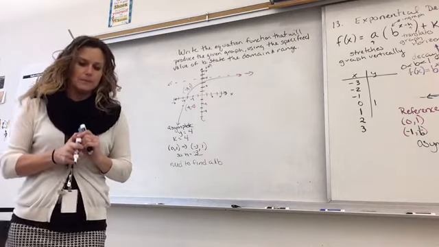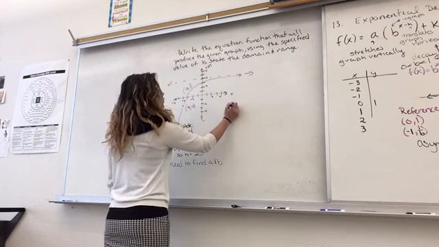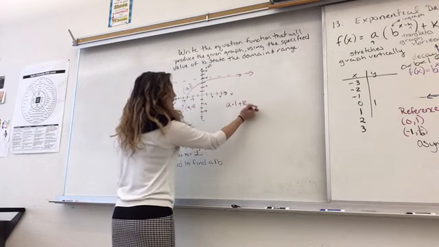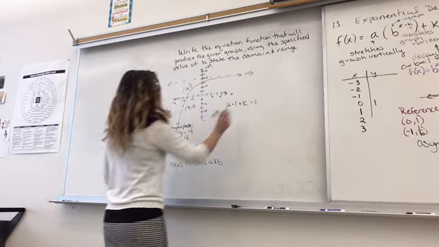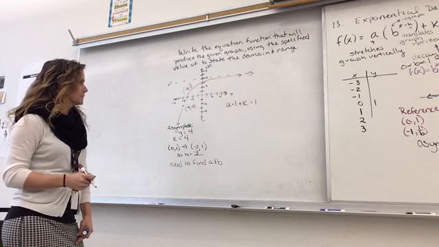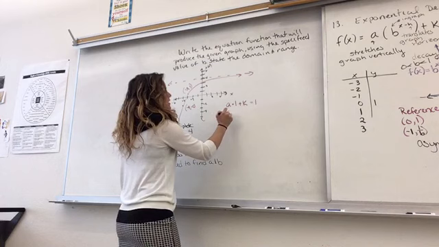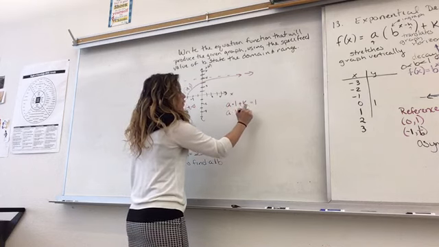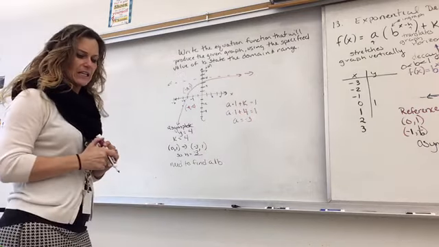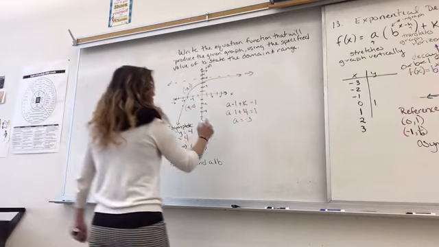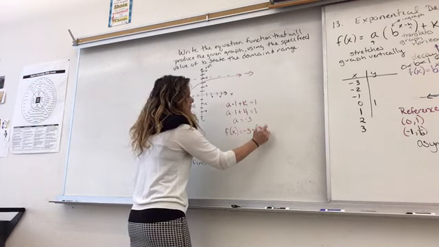To find a and b, we know that whatever we did to a, we're going to multiply that by 1, add the k value, and that's supposed to equal this one. The k value is 4, so a times 1 plus 4 equals 1. That gives me that a is negative 3. So now we're here. F of x equals negative 3 times whatever b is.